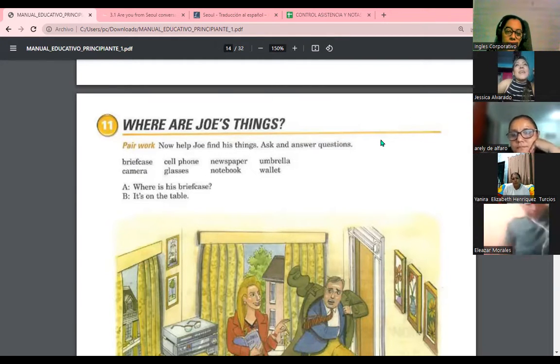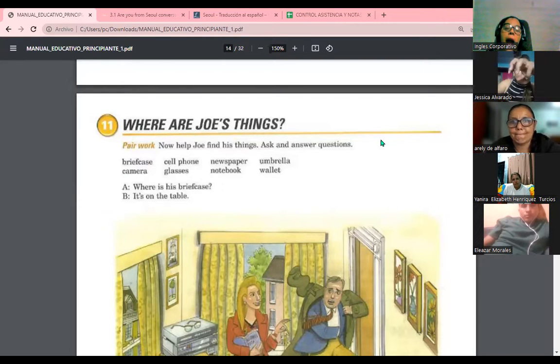Usted le va a preguntar a uno de sus compañeros, "Where is your cell phone?" Y la persona le va a contestar, "It is under the bed." Ya lo metí debajo de la cama para que no sirva de distracción en la clase de inglés. Muy bien, entonces. Where is your cell phone? ¿Dónde está tu celular? Okay. Vamos a ir cambiando el objeto.